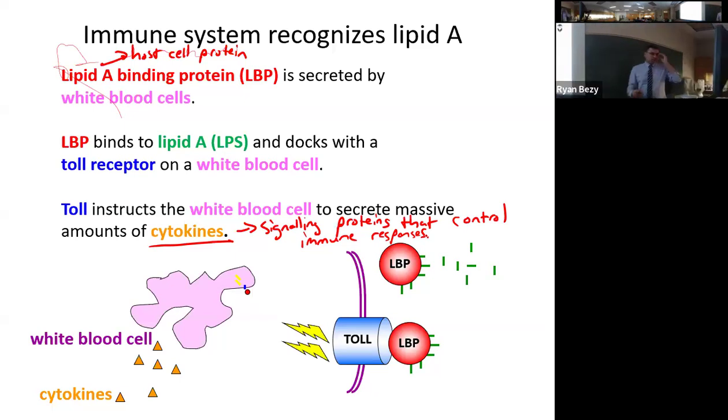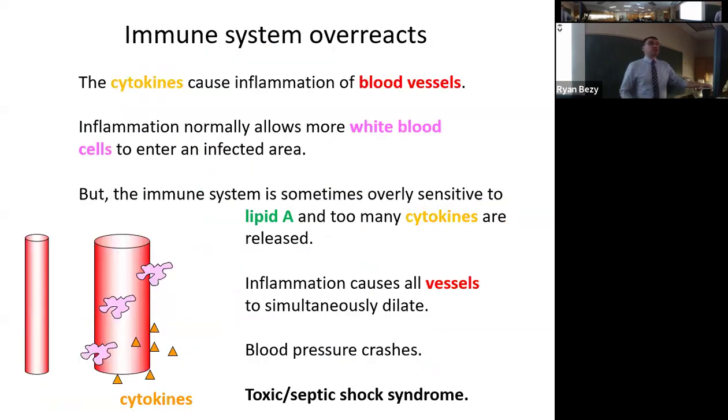We've talked about them a few times now. In the case of cytokines, the white blood cell starts making cytokines. Those cytokines then turn on immune responses. That's what they do. They control those immune responses. And what will end up happening is, one of the things the cytokines do is cause inflammation and then dilation of blood vessels. So we go from our normal size one to our dilated blood vessel.